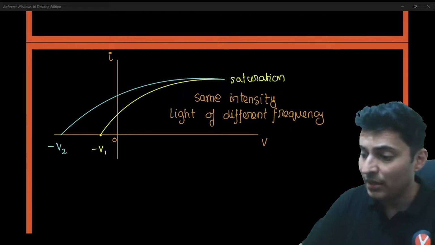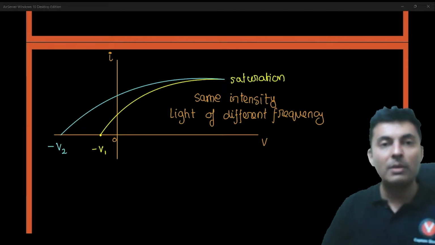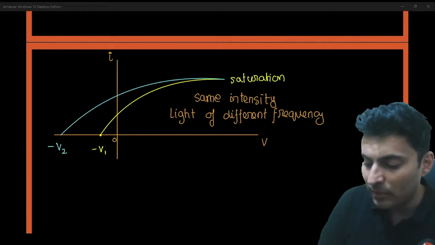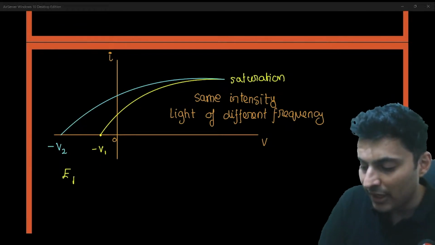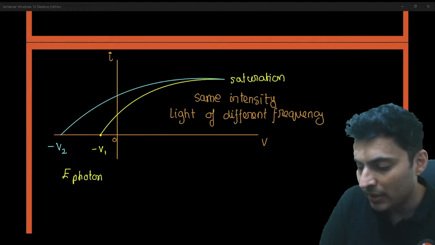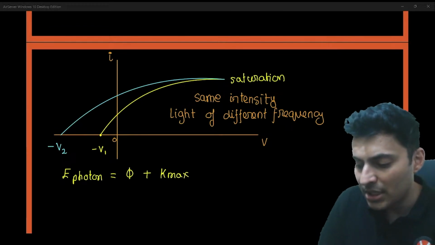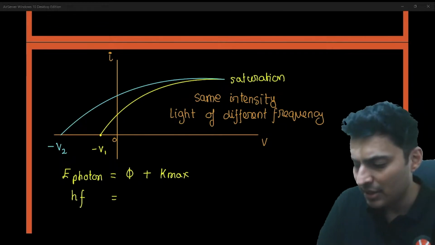So why does this happen? You will get the idea. See, you don't have to memorize this. If you know the formula, you will understand why this happens. The formula is: the energy of any photon is the work function plus the maximum kinetic energy. Now, the energy of any photon is hf. The work function is a characteristic of the material, so I'll just keep it as it is.